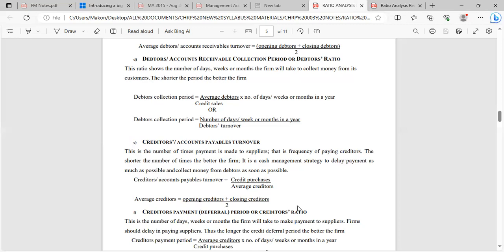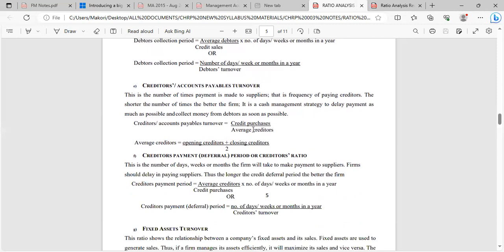The average creditors, if you are given the opening and closing, you add them and divide by 2. But if you are only given one figure for the creditors, you use that figure without averaging. Then we also have the creditors payment period, which is the number of days or weeks the firm will take to make payments to the suppliers. Firms should delay in paying suppliers. Thus, the longer the credit period, the better the firm. It is like the reciprocal of this, but you multiply by the days, weeks, or months. So instead of credit purchases over creditors, you now do average creditors over purchases. But remember to multiply by the days.